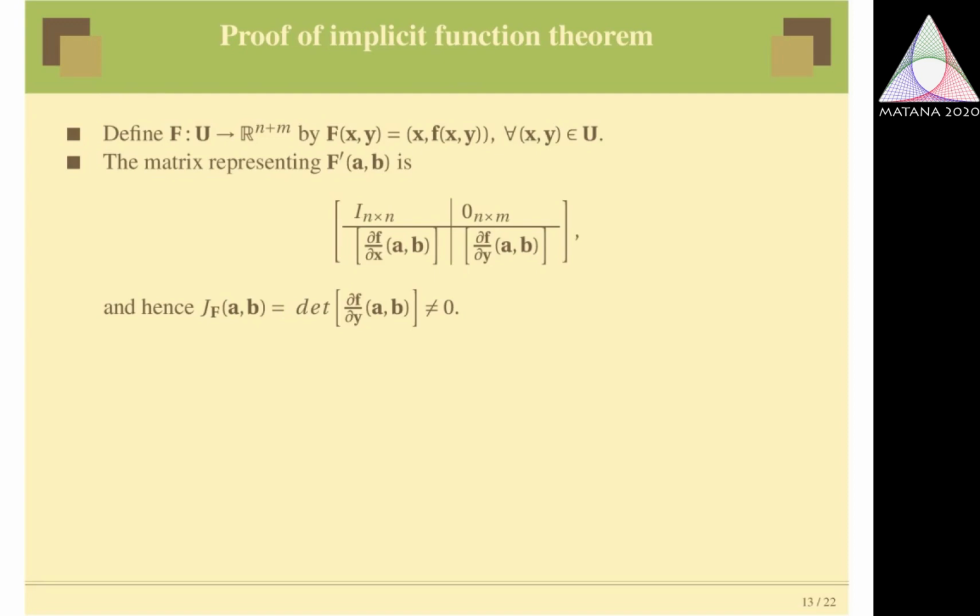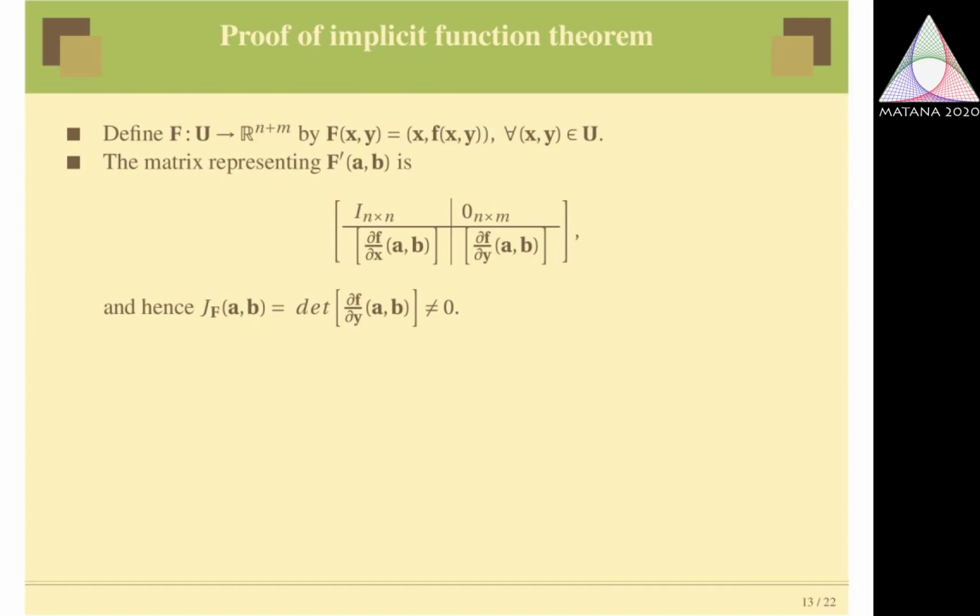Therefore, the first row of the matrix representing capital F dash of (a, b) has the partial derivatives of small x1 with respect to x1, x2, x3, up to xn and y1, y2, y3, up to ym. The second row of the matrix has the entries partial derivative of x2 with respect to x1, x2, x3, up to xn and then y1, y2, y3 up to ym. Similarly, the nth row of the matrix has the entries partial derivative of xn with respect to x1, x2, x3, up to xn and y1, y2, y3 up to ym.